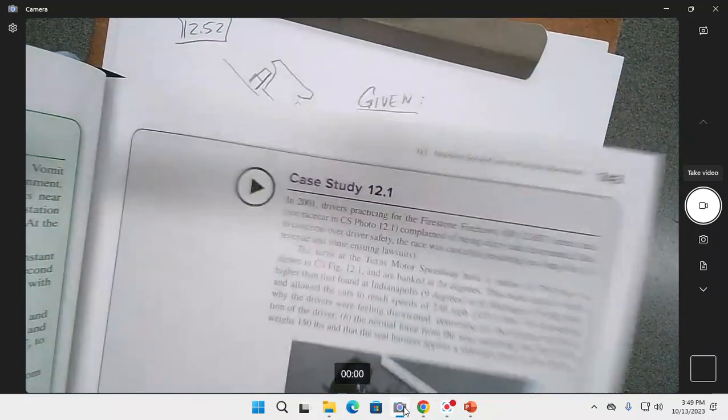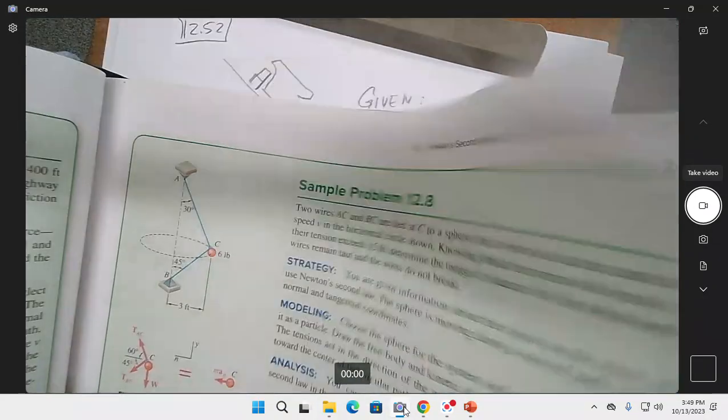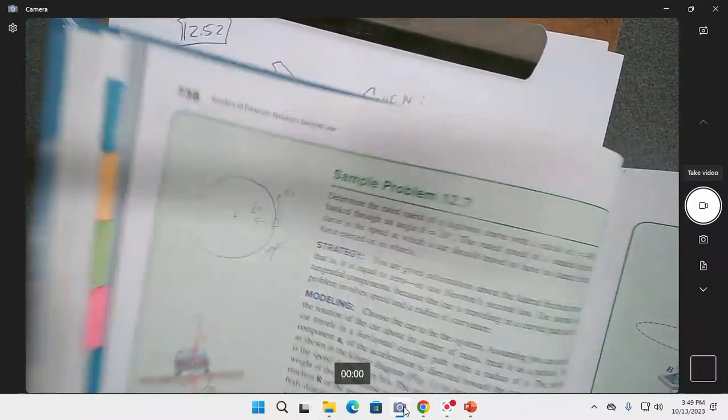Well, did it say this is an example, or did it say we go to case study? Oh, no, it's an example. All right, here's the example.